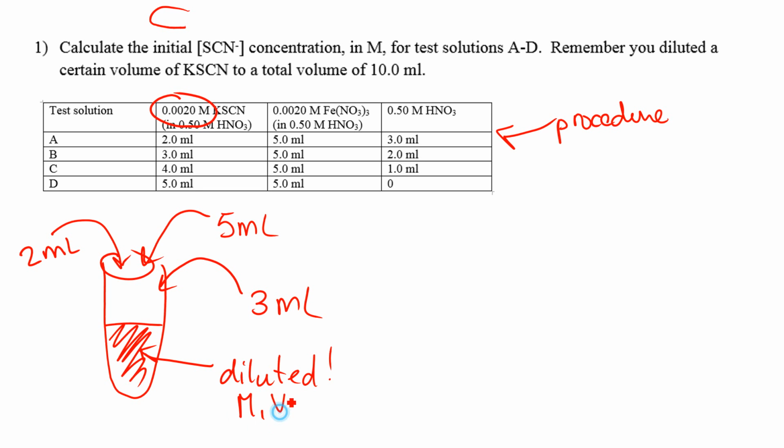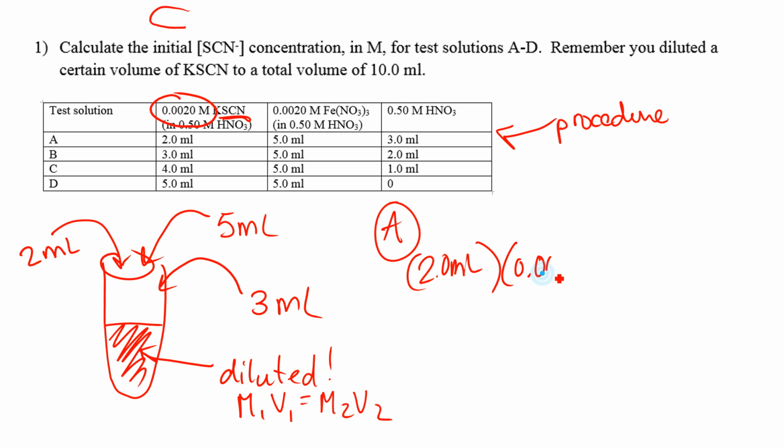When you have a dilution problem, you can use M1V1 equals M2V2. So for solution A, you would say, well, initially I have 2 mL of my KSCN solution, and it had a molarity of 0.0020 molar. Afterwards, when I mixed all this stuff together, it looks like my volume is now 10 mL. What's the molarity? I don't know. That's what I'm trying to find. So you're going to be solving for your diluted molarity.